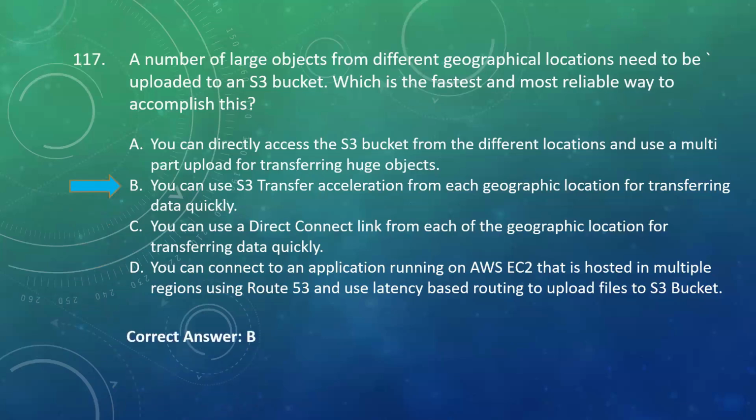You can use S3 Transfer Acceleration from each geographic location for transferring data quickly. The best way to address this scenario is to route the requests to the nearest CloudFront edge locations from the different geographic locations. Edge locations provide a fast network infrastructure, bypassing much of the internet for delivering content to S3 destinations. Performance gains of nearly 50 to 500% can be observed while using S3 Transfer Acceleration.